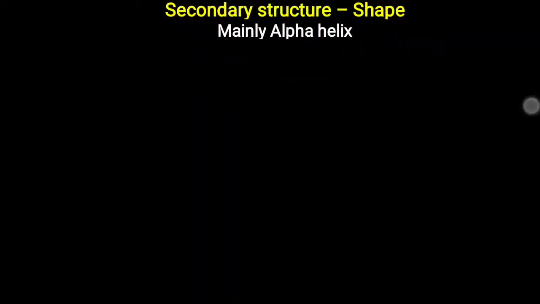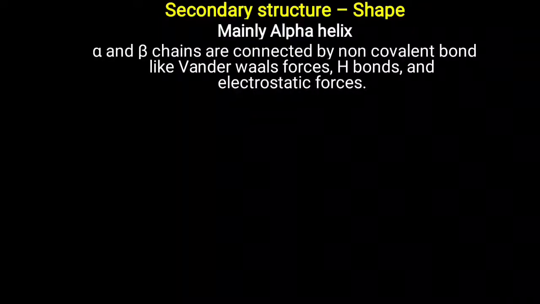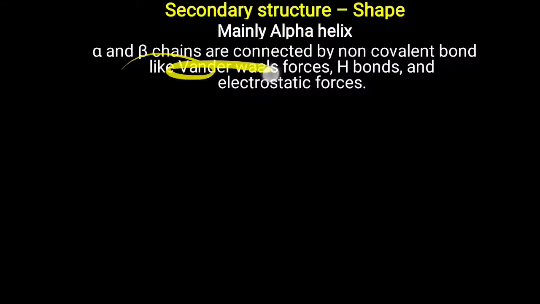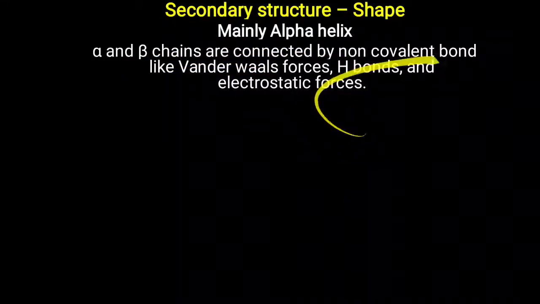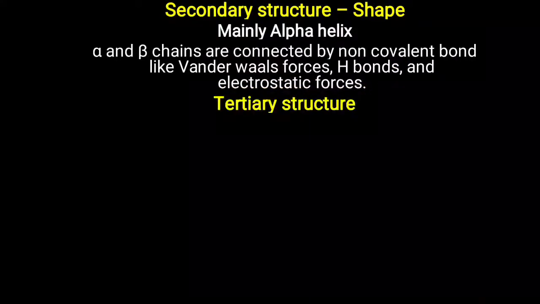Next, about the secondary structure of hemoglobin. The secondary structure denotes the shape of the protein. Hemoglobin is mainly in an alpha helical structure. Further, how exactly is the shape of this hemoglobin maintained? The alpha and beta chains are connected with the help of non-covalent bonds like van der Waals force, hydrogen bonds and electrostatic force, and that helps to make the particular structure of the alpha helix.